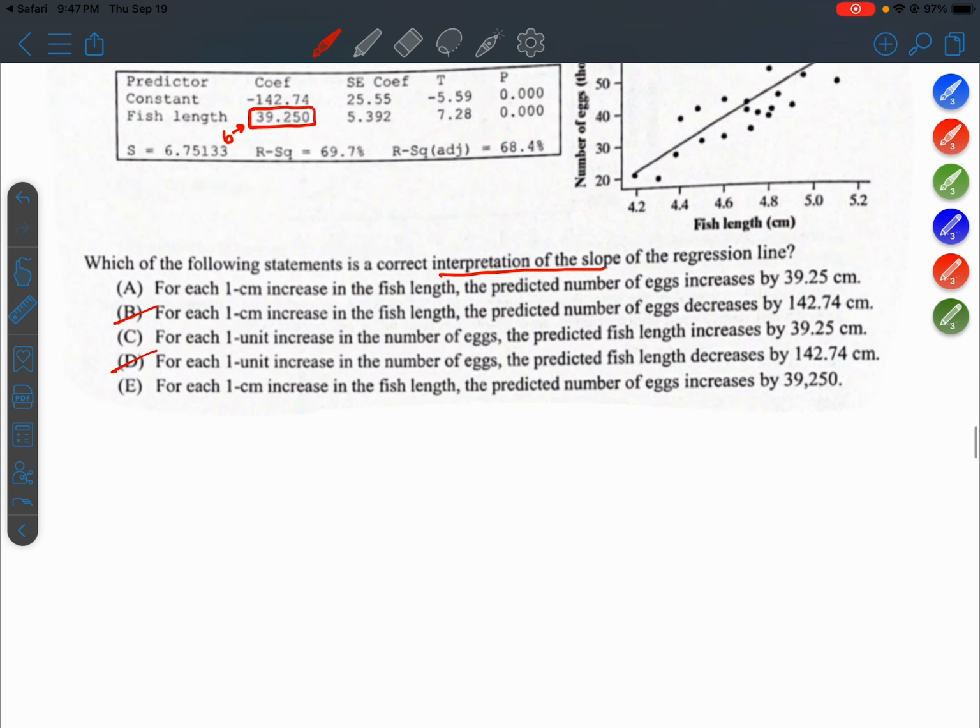All right, now slope is rise over run, or you can also think of it as the change in the y variable versus the change in the x variable. So we've got 39.250. If we write that as a ratio, the ratio would be to 1. You'd be comparing to 1. All right, now let's add context. The change in number of eggs versus the change in fish length.